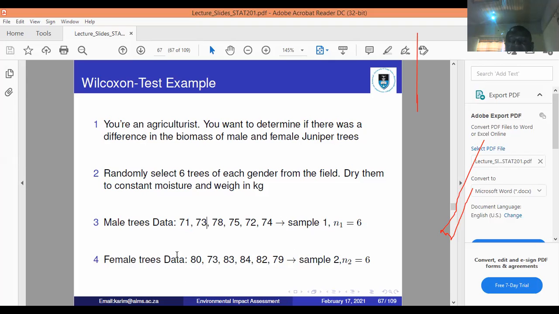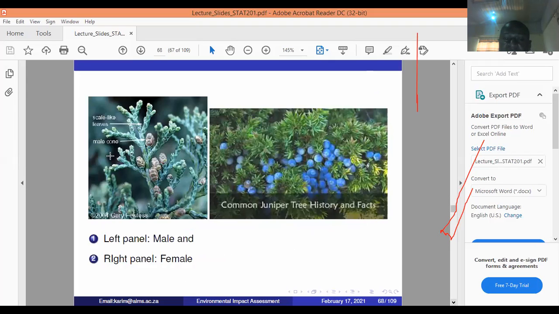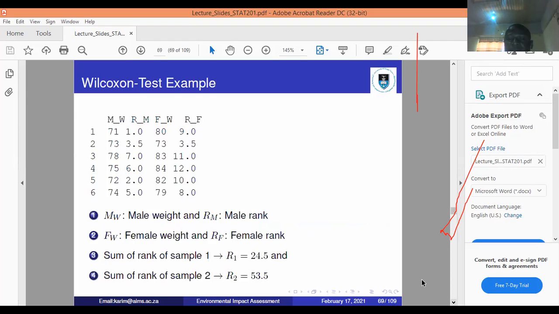So we have to run this data together. These are just pictures showing the trees: in the left panel is the male Jupiter tree, and the right panel is the female one. Here we rank them. MW is the male weight, and RM is the rank for the male. The female weight is here, and then the rank for the female weight. Now let's rank them. You look at the two, the male weight and the female weight, and we are going to rank them.